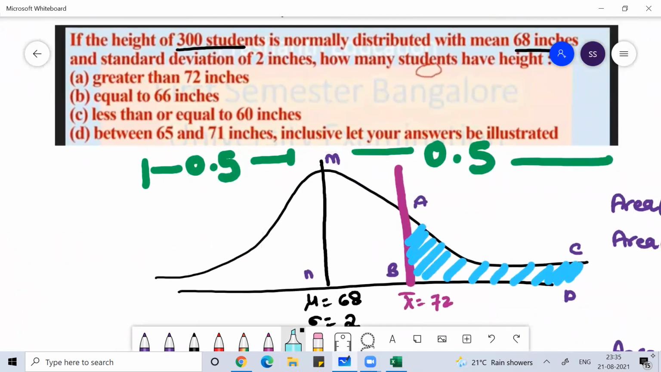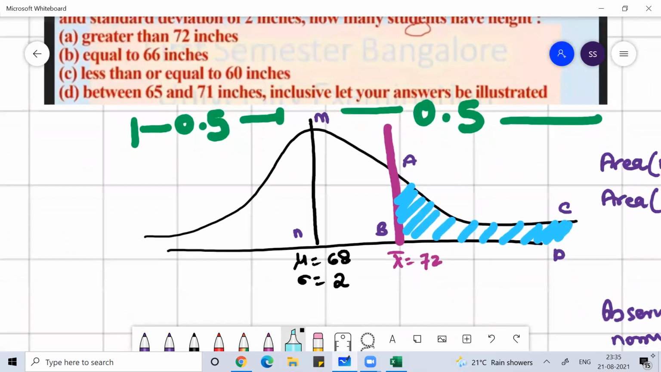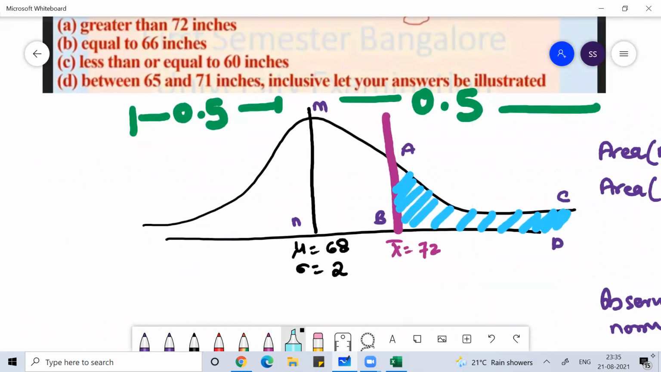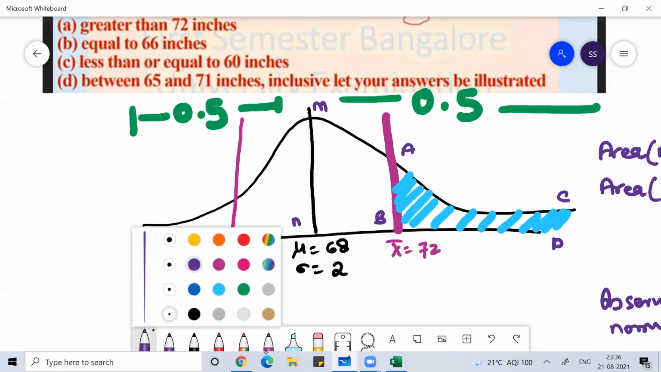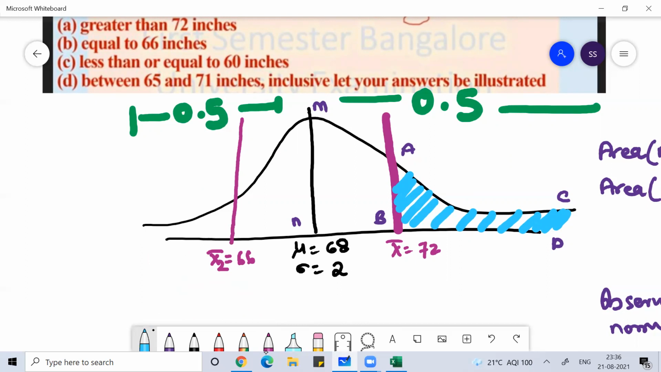Then equal to 66 inch. If I say equal to 66, how many students have a height equal to 66 inch? If I talk about equal to 66 inch, this is question number 2. So here I'll find the value. 66 will lie on this side, right? Now what area am I looking for? I'm looking for this area, equal to 66 inch.